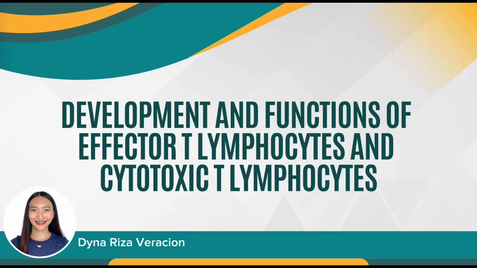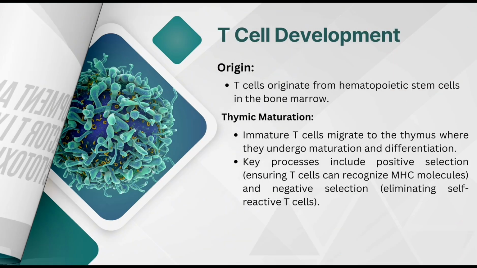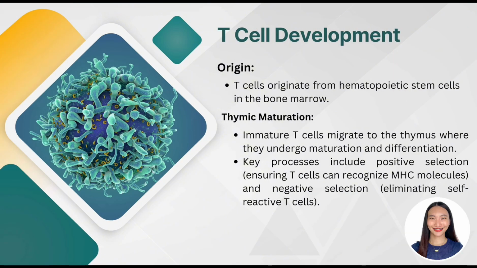Development and functions of effector T lymphocytes and cytotoxic T lymphocytes. T cell development: T cells originate from hematopoietic stem cells in the bone marrow. Immature T cells migrate to the thymus where they undergo maturation and differentiation. Key processes include positive selection, ensuring T cells can recognize MHC molecules, and negative selection, eliminating self-reactive T cells.